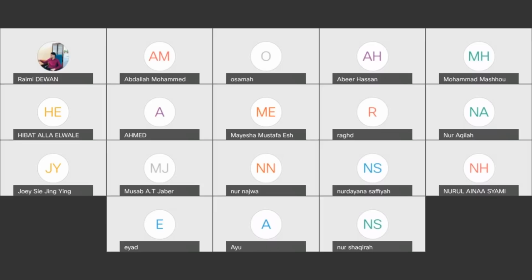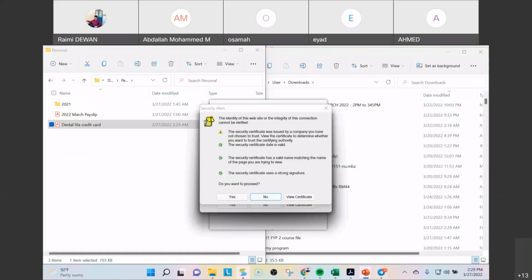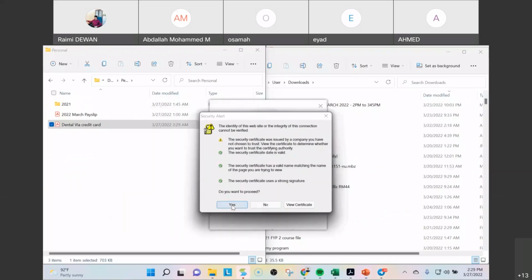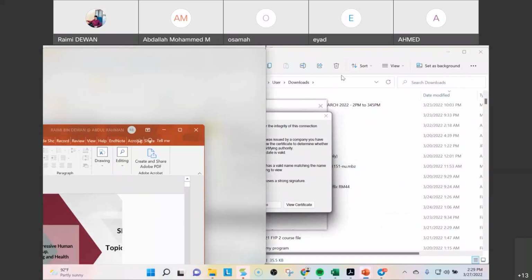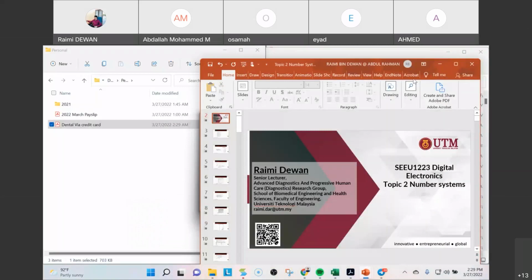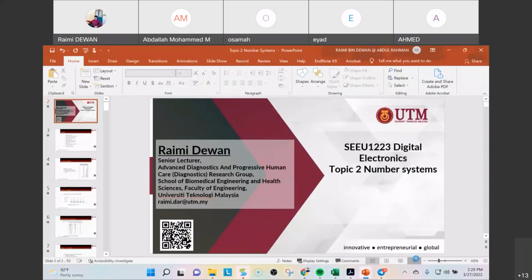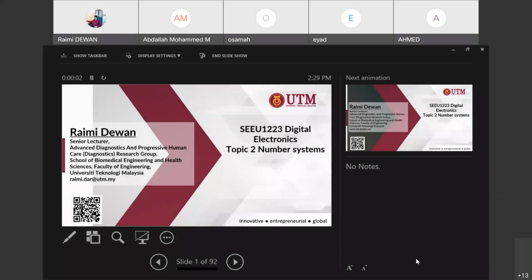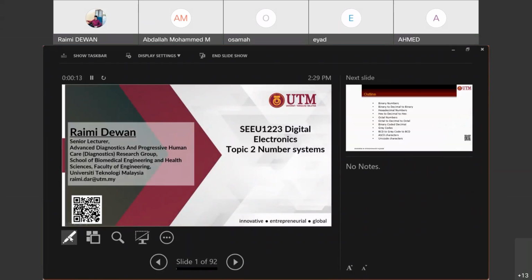Wait. Yes, now we can see. Okay. Wait. Shuttle. But we can't. No. I'm trying to change my screen first. Okay. So hopefully, you can see the screen now. We can see the identity, the files. Yes, I know this one. We can see the whole screen, not only a specific one. You can see the PowerPoint, the PowerPoint view or presenting. Yes. This one. Yeah, the presenting.